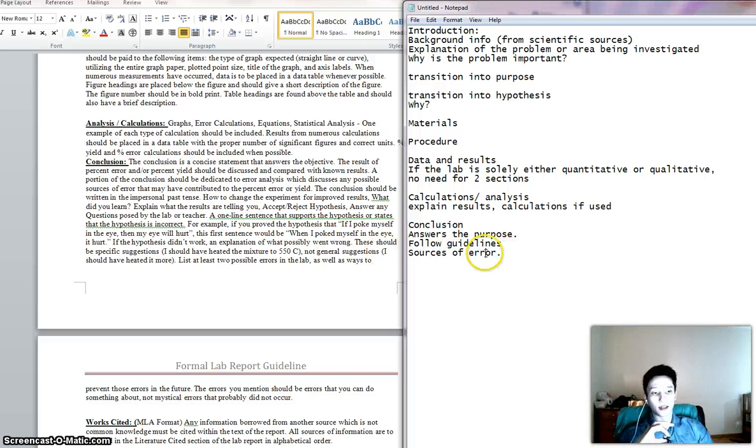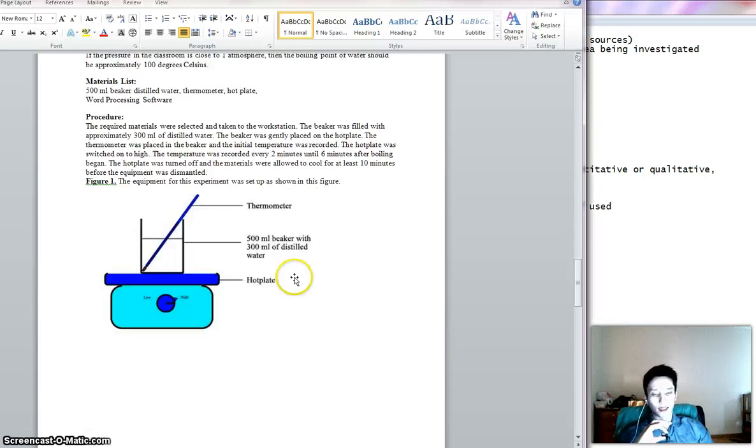If you ever say human error, like this experiment didn't go accurately because of human error, just by saying human error, I'm not going to even give you credit for sources of error. First of all, you're required to have two, but you guys are in honors chemistry now, so I know you guys can do better than that. Okay, and that is about it.